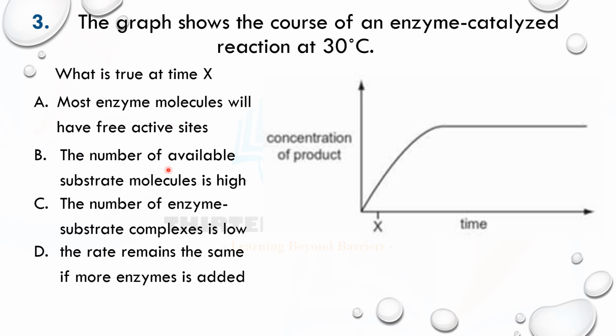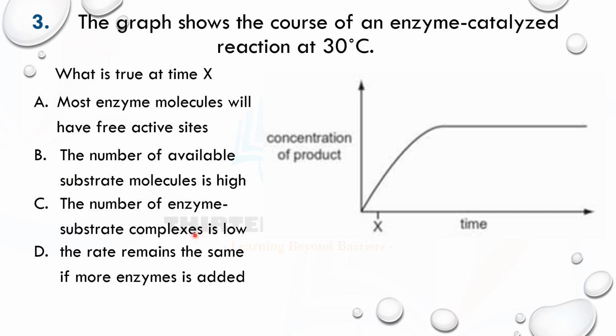B says the number of available substrate molecules is high. Yes. And let me say this, one of the factors that affects the rate of reaction here is the amount of substrate molecules present. They are the ones that determine the rate of reaction here. If you have more substrate, the reaction will be faster or steeper. Okay, let's look at C.